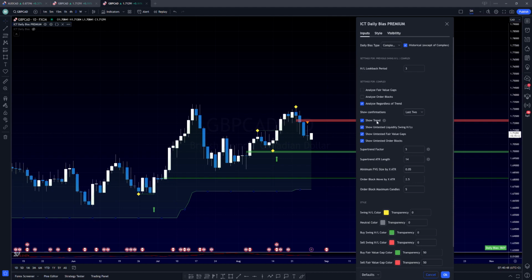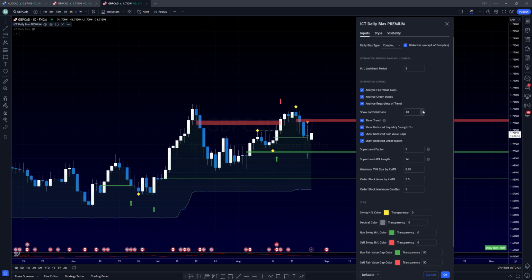So as I told you, you can show the trend. The trend is made with Super Trend. You can set some default values here for the Super Trend indicator, the factor and ATR length. And also you can show confirmations. You can show all confirmations.